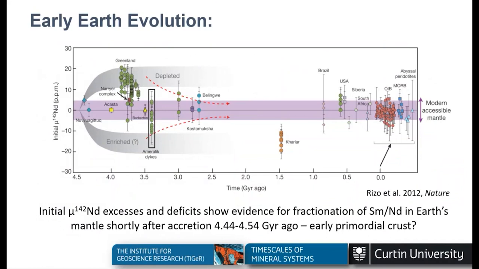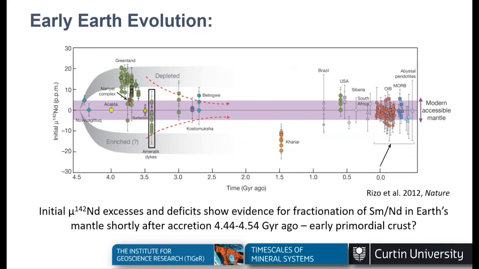So back in the early 2000s, people identified rocks in Greenland with very high 142 mu neodymium values, which implies that they were formed from a source that had been depleted in samarium sometime prior, right? So very early on in Earth history. And they hypothesized back then that you've clearly fractionated samarium-neodymium early on in Earth history, so there has to be some complementary enriched reservoir that must go with that.